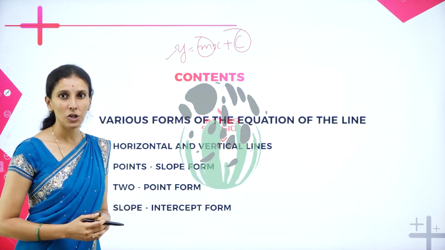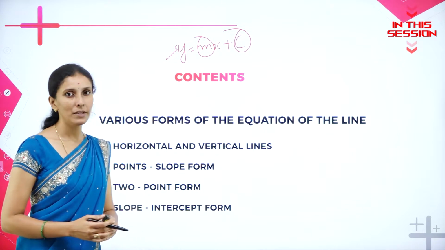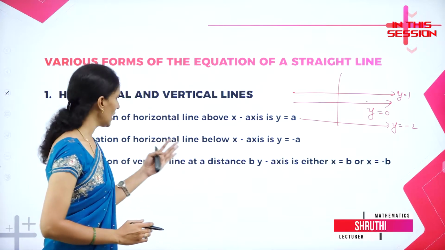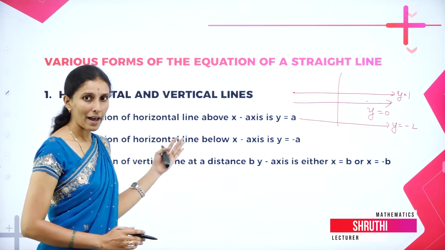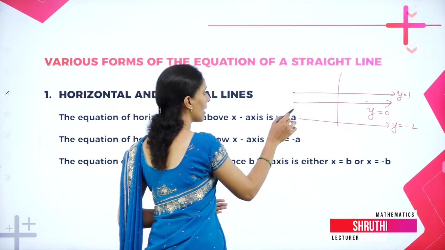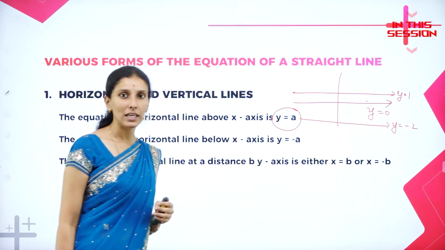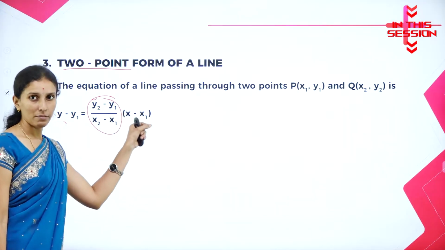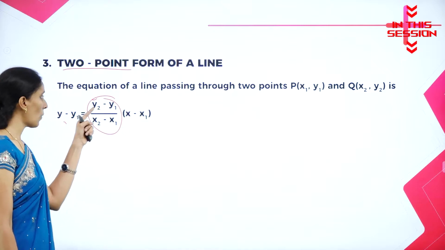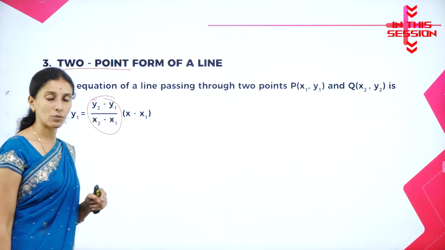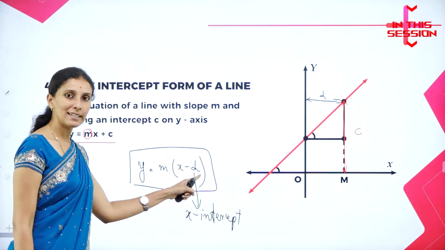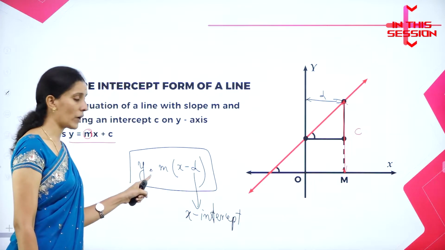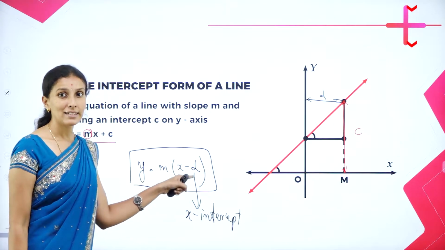Horizontal line means parallel to x-axis, vertical line means parallel to y-axis. The equation of a line horizontal or parallel to x-axis is generally represented by y is equal to a. y minus y1 is equal to m into x minus x1 is just replaced with (y2 minus y1) by (x2 minus x1). When the slope and x-intercept is given, the equation can be written as y is equal to m into x minus d.